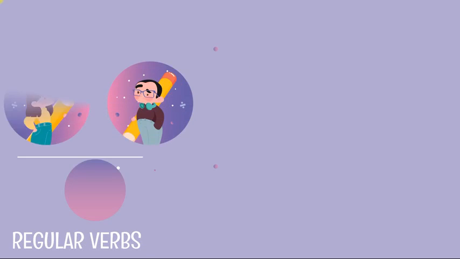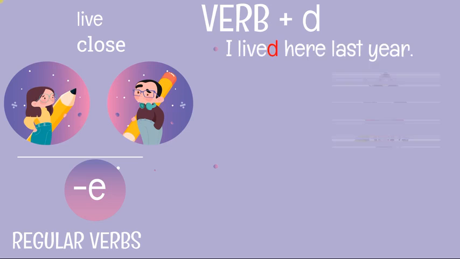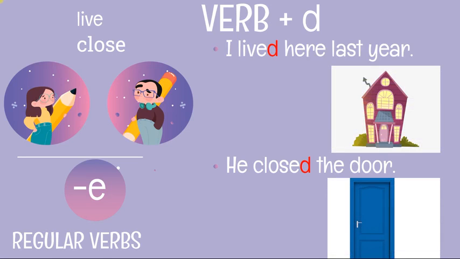As for the regular verbs, we need to pay extra attention to verbs that end in an E, such as leave, close. With these verbs, we use the infinitive form of the verb, but we only add a D. For example, I lived here last year. He closed the door.